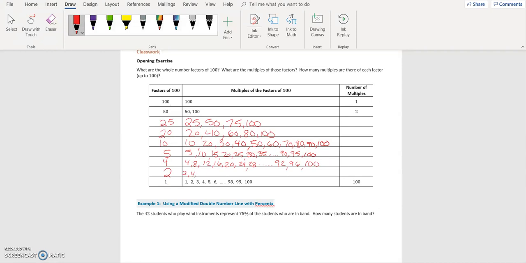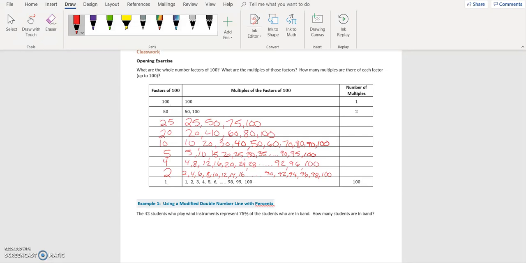2, 4, 6, 8, 10, 12, 14, 16. It's all of our even numbers all the way up to 100. 90, 92, 94, 96, 98, 100. So I say anything can be divided by 2 that's an even number. And then 1s is all of our numbers.